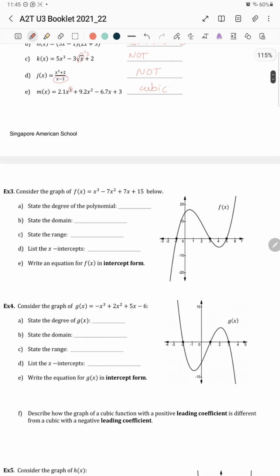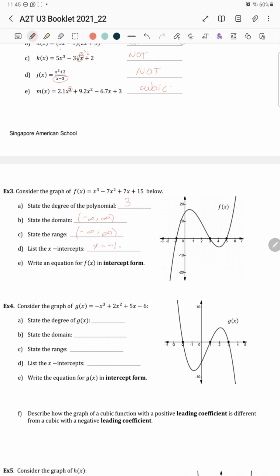Consider the graph f of x below. State the degree of the polynomial. Degree of the polynomial is 1, 2, 3. Domain is -infinity to +infinity. Range is -infinity to +infinity. X-intercepts are 3. Sorry, what are the x-intercepts?